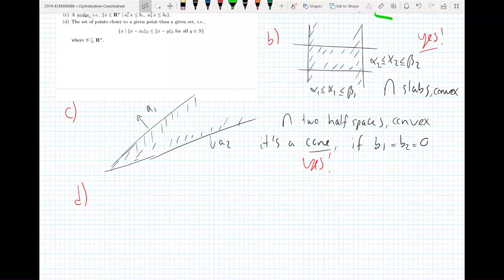So when we do the space business, this is the space where our real data points vectors live. And the picture can be a vector, and anything can be a vector. That's the digital world. So, set of points closer to a given point than a given set.